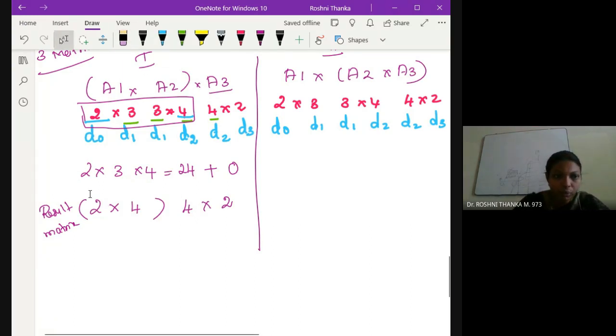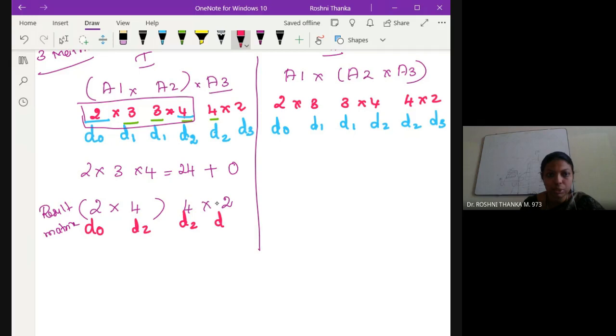What is this value? What is 2? 2 is D0. What is 4? 4 is D2. What is this 4? This 4 is D2. What is this 2? This 2 is D3, right? So let me write it. This is D0. This 4 I got because of D2. This 4 is D2 and this 2 is D3. Okay, so this is the dimension.